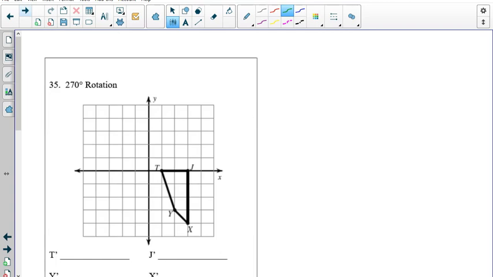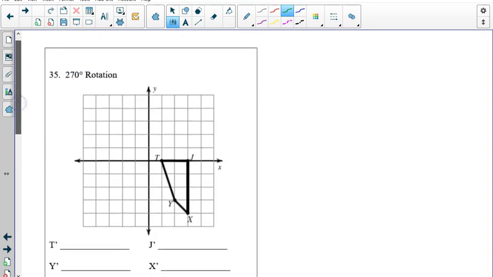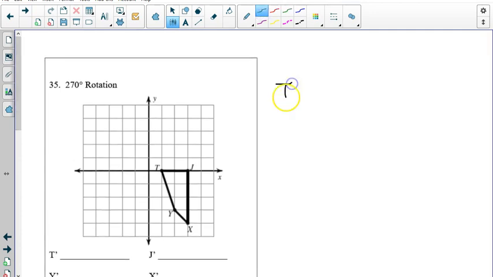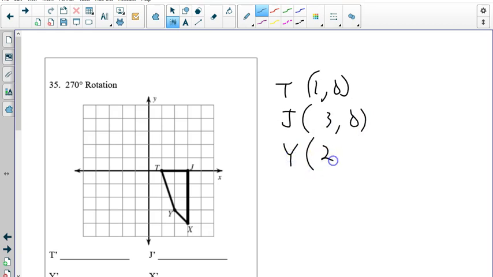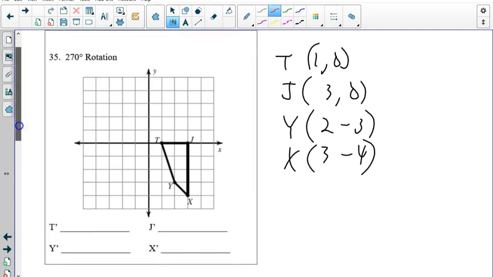Okay? Well, we need the information from the previous one, so I'm just going to rewrite that again real quickly. T is 1, 0. J is 3, 0. Y is 2, -3. And X is 3, -4. So 270 rotation. The X and Y switch places and X becomes negative. So 0, -1.